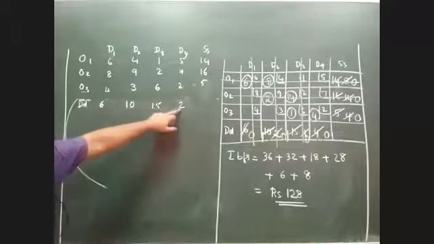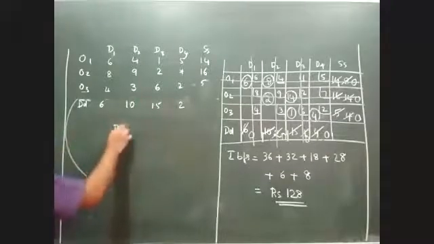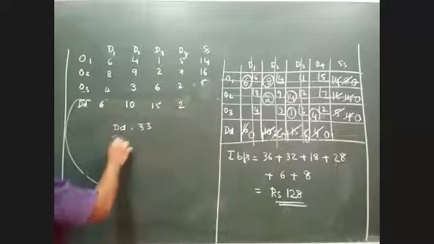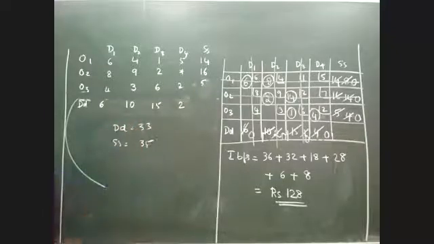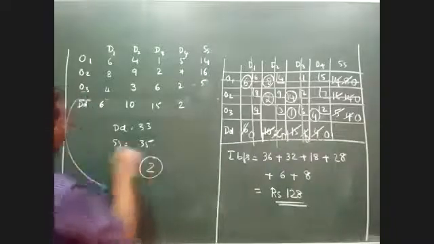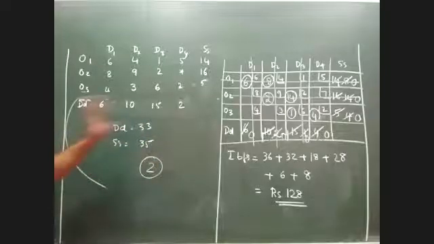25, 27, 33. So the demand becomes 33 and the supply becomes 35. So where is the shortage? Demand, sir. Obviously, the demand is a shortage. So there is a shortage in the column. And how much is the shortage here? 2. 2 is the shortage. So 2 is to be added to the demand so that it will be balanced.